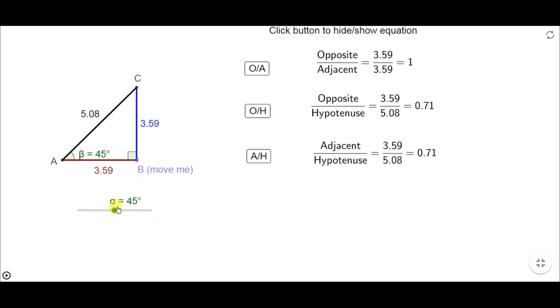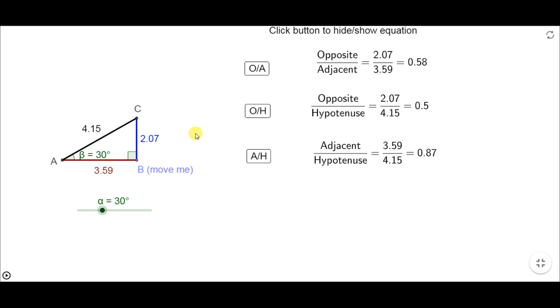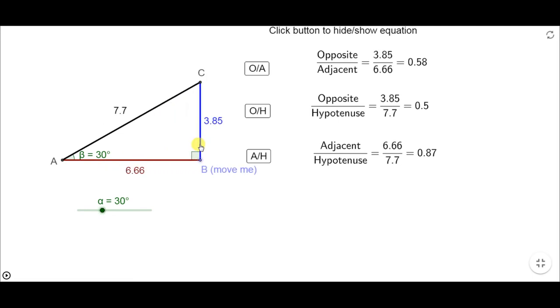But if we change the angle we have right here, according to this angle we are making all of these ratios. So if I change this angle from 45 to 30, for example, you can see that the ratios have changed. Now the first ratio, which is opposite and adjacent, is 0.58, the second is 0.5, and the third is 0.87. But the ratio is still the same for this angle if you change the length of the sides of this triangle, right?